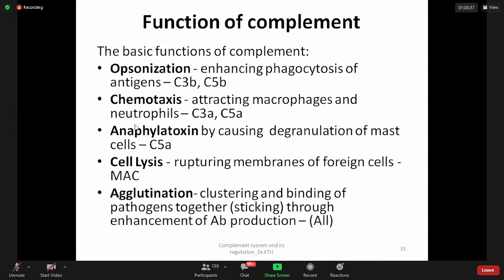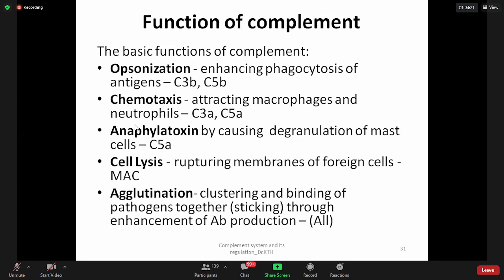Two is that through complement, we're able to produce chemotaxins. So these are C3a and C5a, and these attract macrophages and neutrophils. And by attracting macrophages and neutrophils, you're literally starting a war, okay, and eliminating the organism. Then three is the production of anaphylatoxins. This is usually the C5a, and these anaphylatoxins end up causing degranulation of mast cells. That is why we know that when you activate complement, you might end up inducing an allergic response because you're activating degranulation of mast cells.